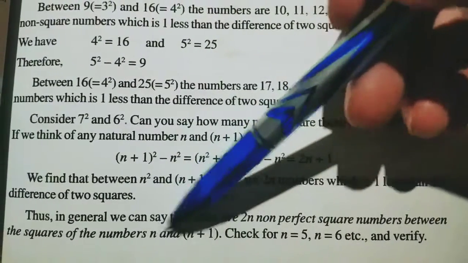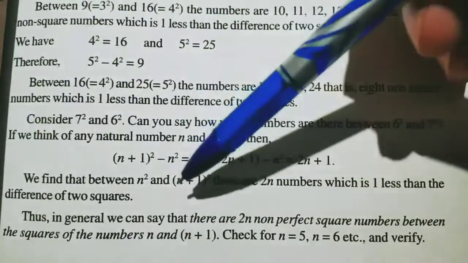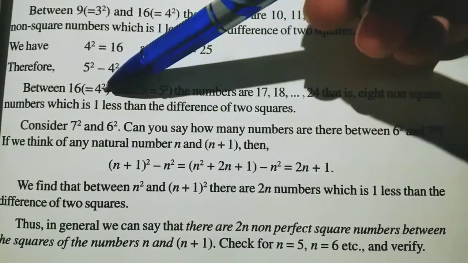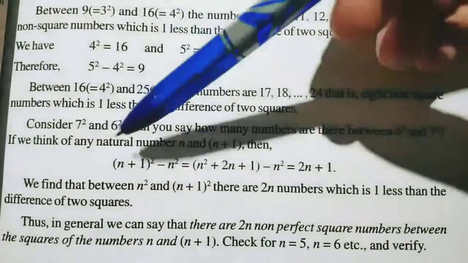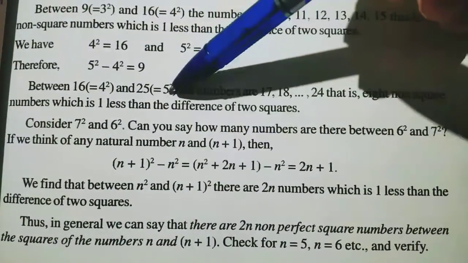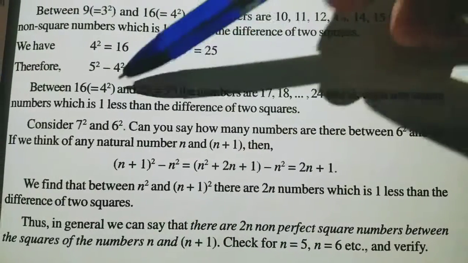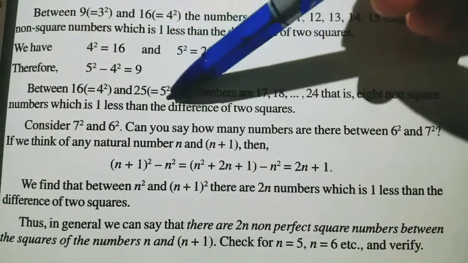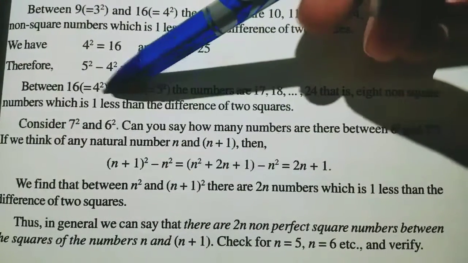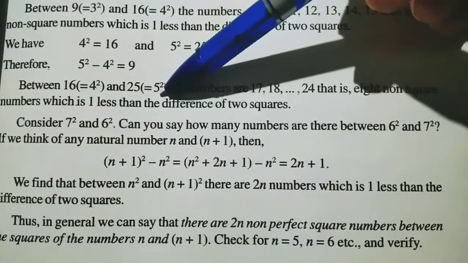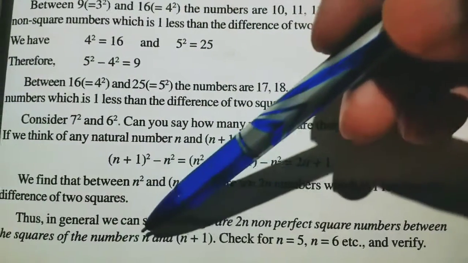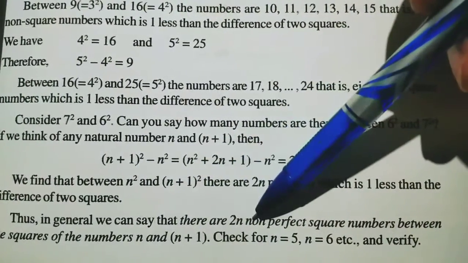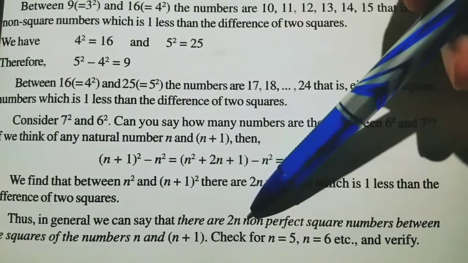So what is the meaning of n and n plus 1? The meaning is, suppose you are taking 4. 4 is n. Okay. 4 is n. And you are taking 5. The two consecutive numbers you are taking. So when you square two consecutive numbers, one is 4, one is 5. So n is 4. So n plus 1 is what? 5. 4 plus 1 is 5. So that's why it is said n and n plus 1. So between n and n plus 1, how many non-square numbers are there? 2n. Okay, there are 2n non-square numbers.